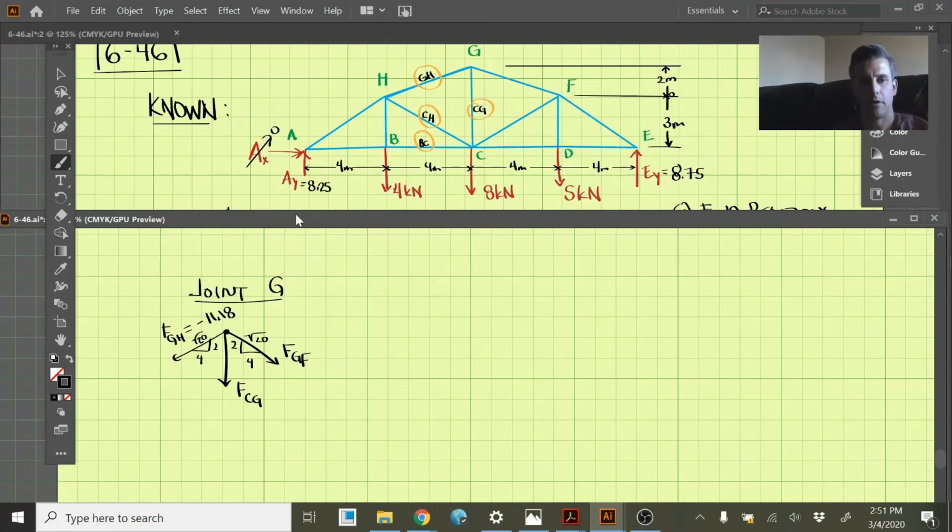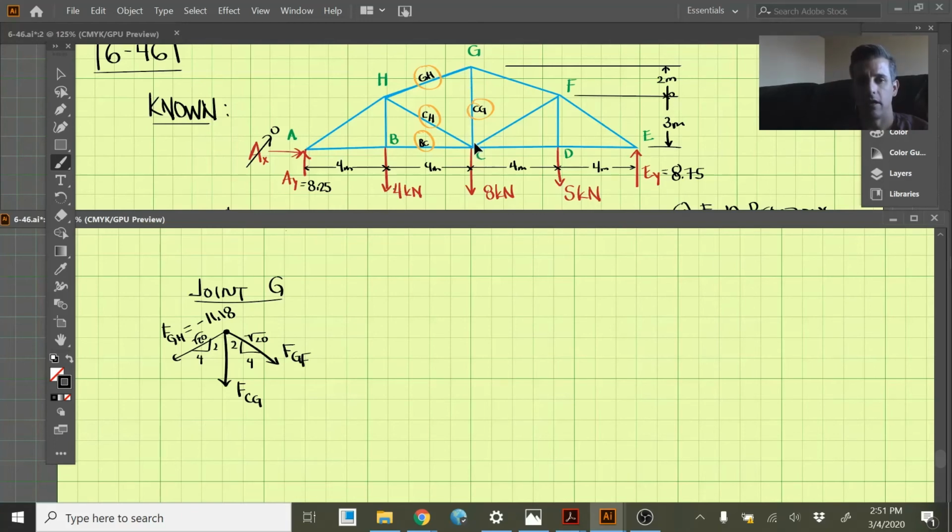Okay, for the last part of 646, we've already figured out these 3 forces here, but the problem's also asking for FCG. So we figured out these 3 forces using the method of sections. We're going to use the method of joints to find out FCG from here. Now, to figure this out, we could either select joint C or joint G. I chose joint G because it has the fewest number of unknowns.